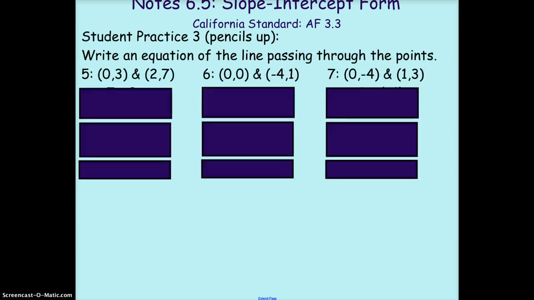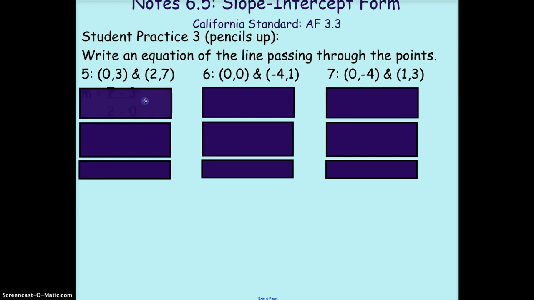Okay. Go ahead and try these out for yourself. Write an equation of the line passing through the points. What I recommend you do is graph them. That might be the easiest way. Remember the b, the y-intercept. It crosses the y-axis when the x is 0. So anytime you see the x is 0, that will help you. But again, I would graph them to help you keep track of it. Go ahead and press play when you're ready to see the answers.